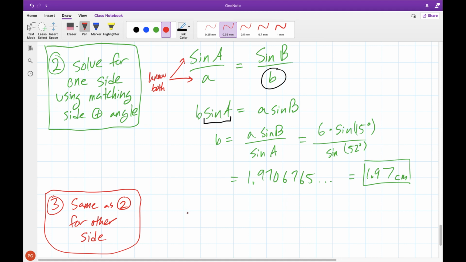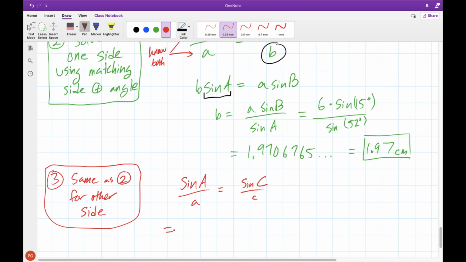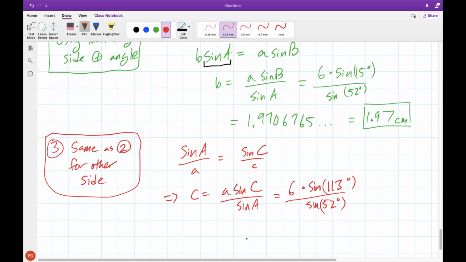Again, we're going to use the pair that we know, the angle A and the side A, to help us solve for our missing side C. Again, we can rearrange our formula just like we did before, and it looks very similar just with the B's replaced with C's. When you plug this into your calculator, you should get the following, which if we round to 2 decimal places, we get 7.01 centimeters.